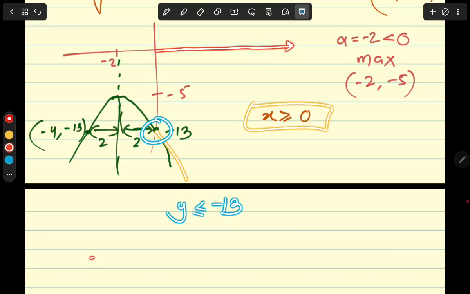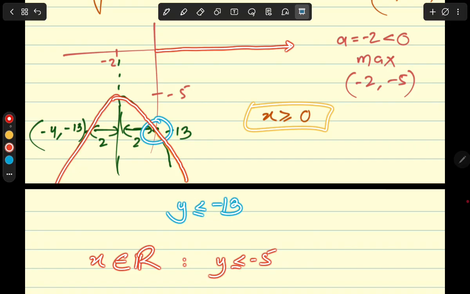So for example, if the domain was unrestricted and we said that x is true for all real values, x belongs to all the real numbers, then if such is the case, y will also take all the values from here to here because it exists for all x values. Then for this domain, my range is going to be less than or equal to minus 5.